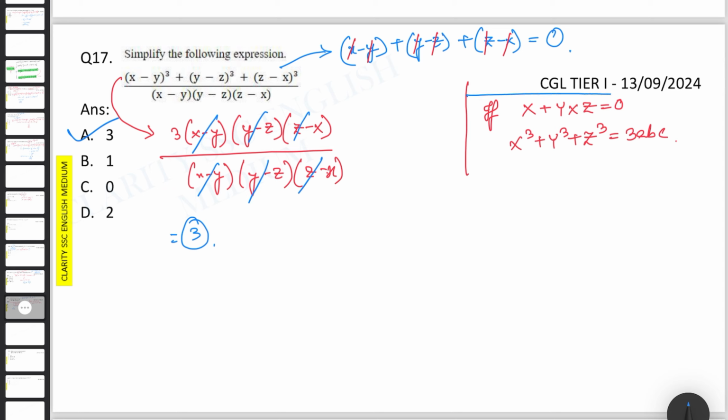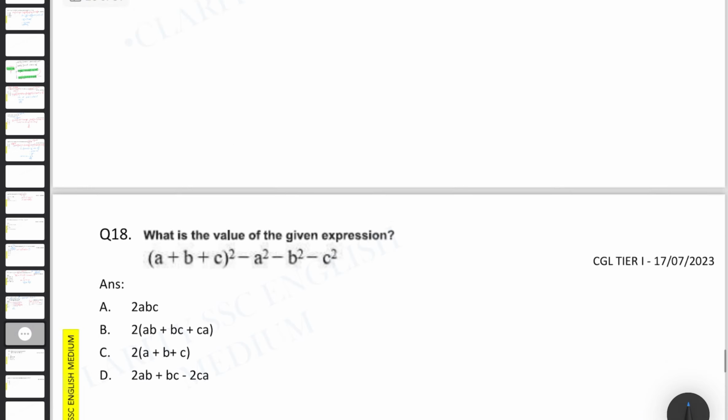Please remember this point. Here I am taking the value x minus y as capital X, y minus z as capital Y, and z minus x as capital Z only. Let's move on to the next question.